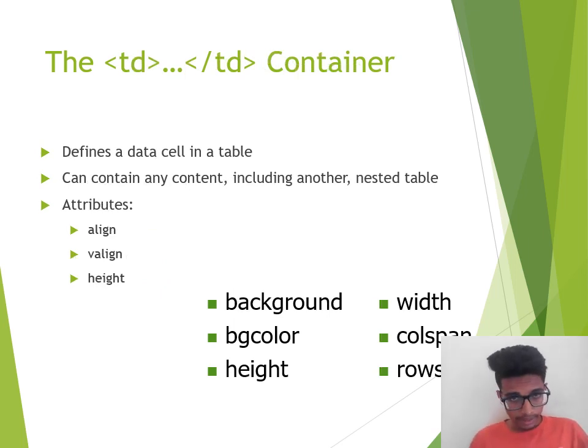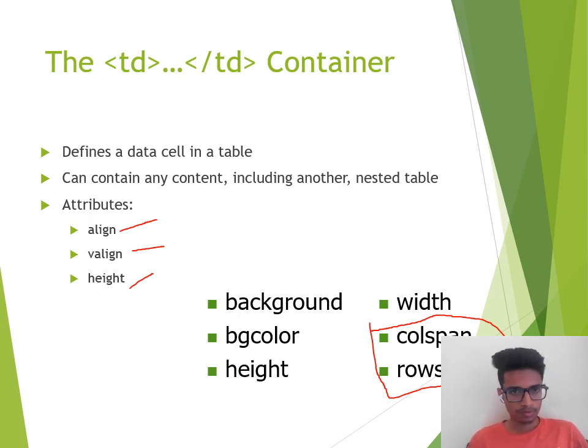We have the TD container, that is the TD tag, which is used to define a data cell in a table. We use the tr tag to define a row in a table. Inside a row there should be some content to display. The TD tag is used to display any content, including another nested table, etc. The attributes it can have are align, v-align, and height. And there are many attributes, that is background, width, background color, height, and you can see there are two more special attributes here, called colspan and rowspan. We'll be looking into it in the next slide. So this is basically a TD container to define a data cell. So let's move on to the next slide.